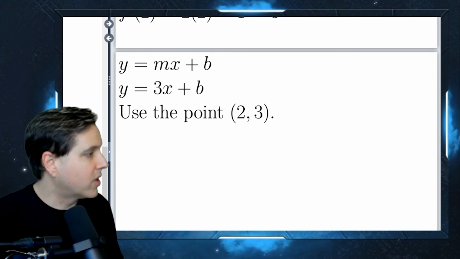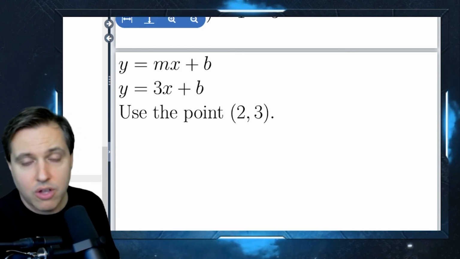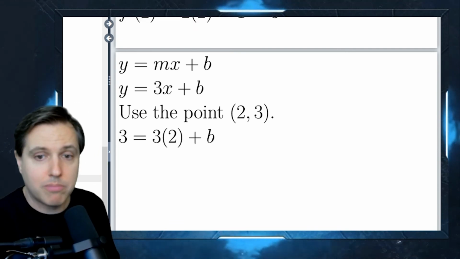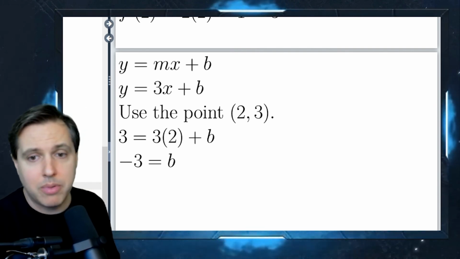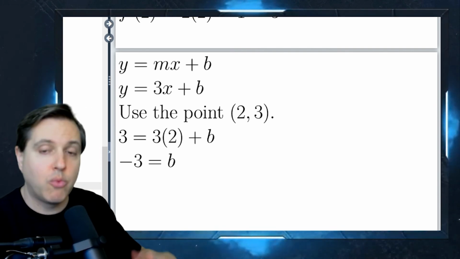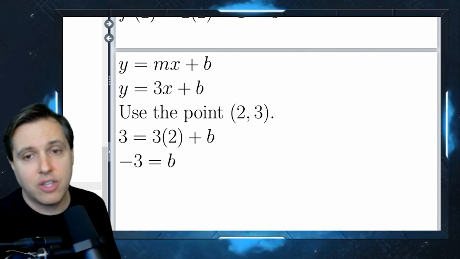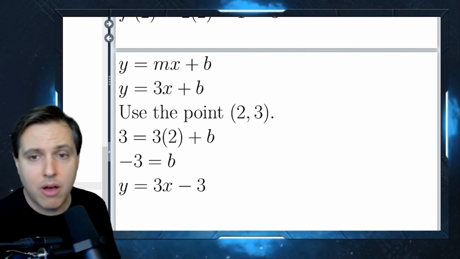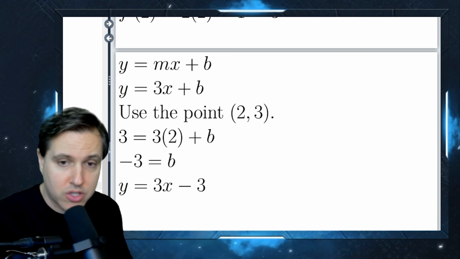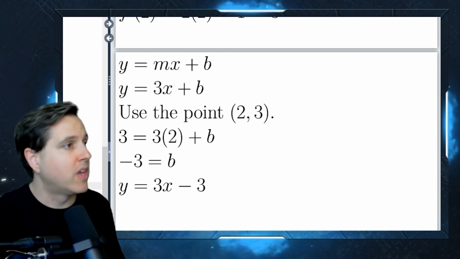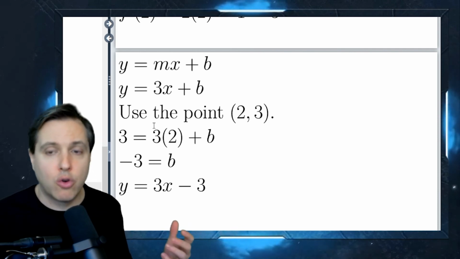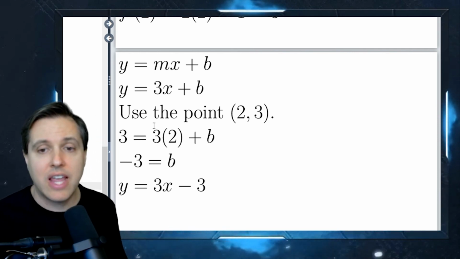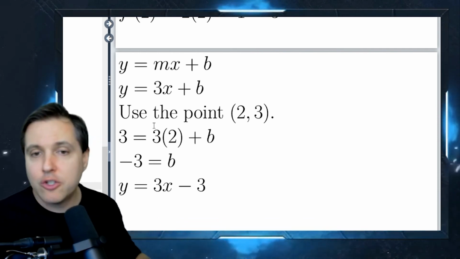So we can see that we're going to get 3 equals 3 times 2 plus b. And then we're going to go ahead and solve for b. We'll get that b equals -3. And then we just have to go back and plug that into the equation that we had up above, and we end up with y equals 3x minus 3. Now, you can see it took quite a bit of work in order to find the equation of this tangent line, but checking it is super easy.